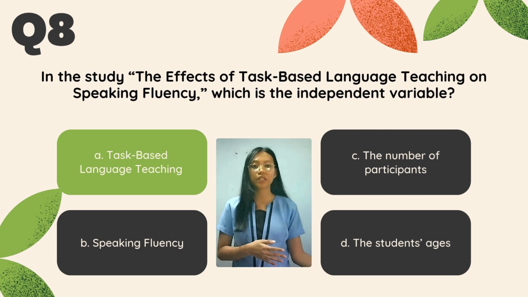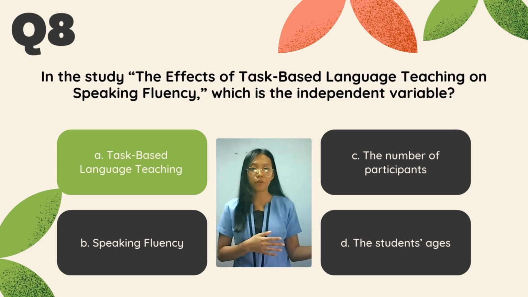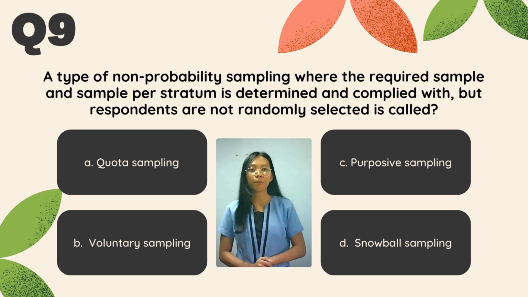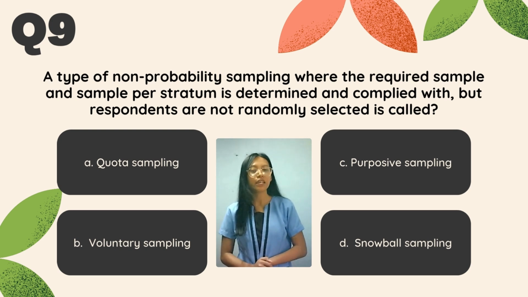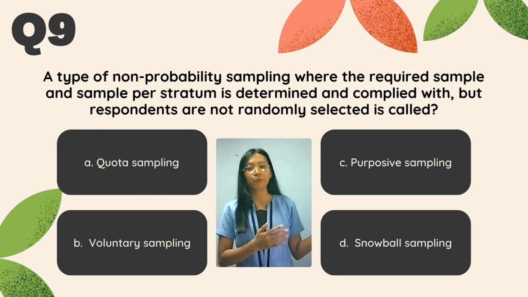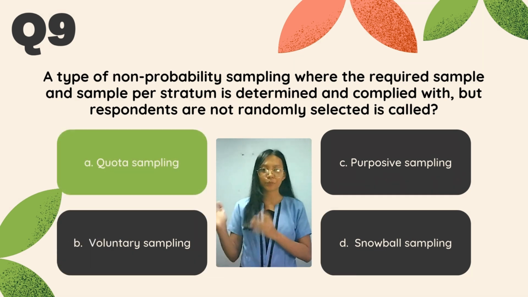Lastly, letter D, the students' ages, is also wrong because this is a demographic variable, typically controlled or noted but not manipulated. Next is question number 9. A type of non-probability sampling where the required sample and sample per stratum is determined and complied with, but respondents are not randomly selected is called. It is letter A, quota sampling, B, voluntary sampling, C, purposive sampling, or the letter D, snowball sampling. The correct answer is letter A, quota sampling.